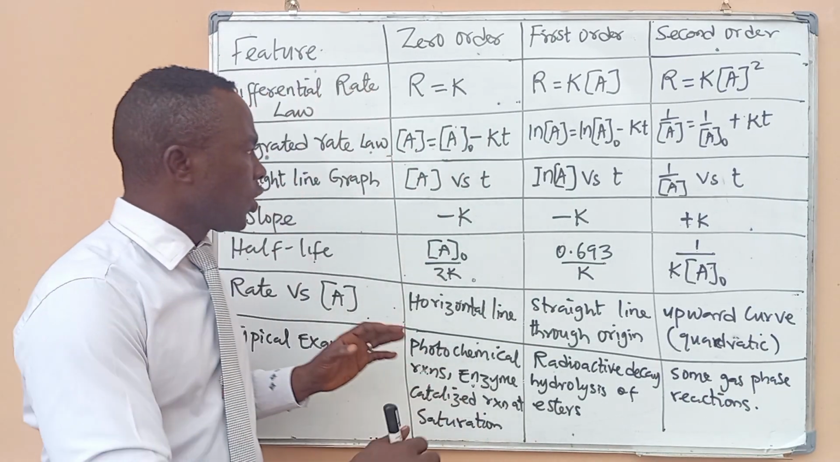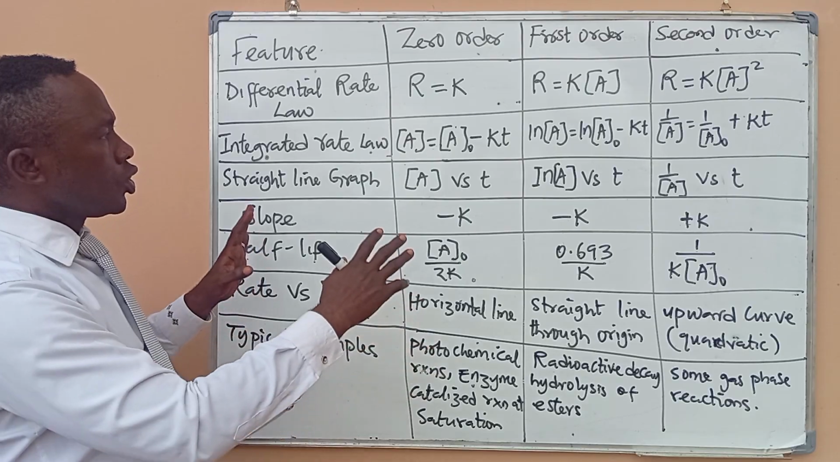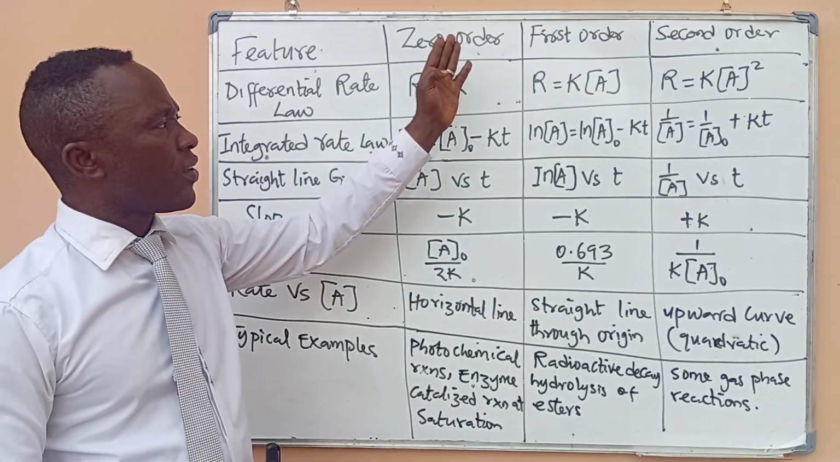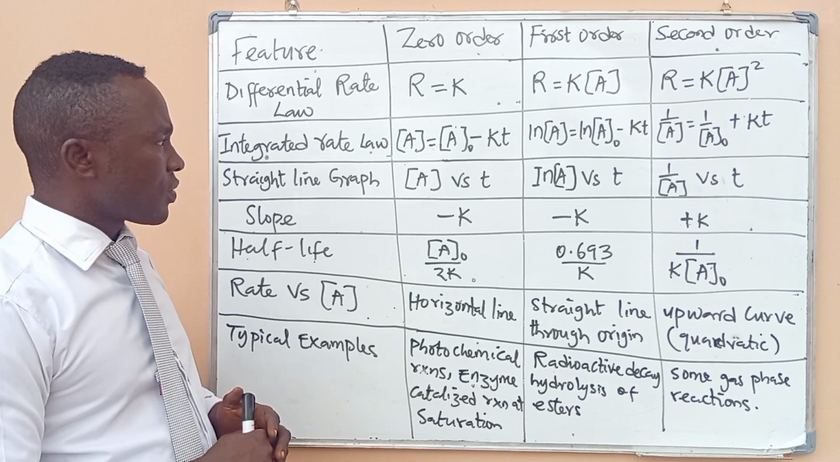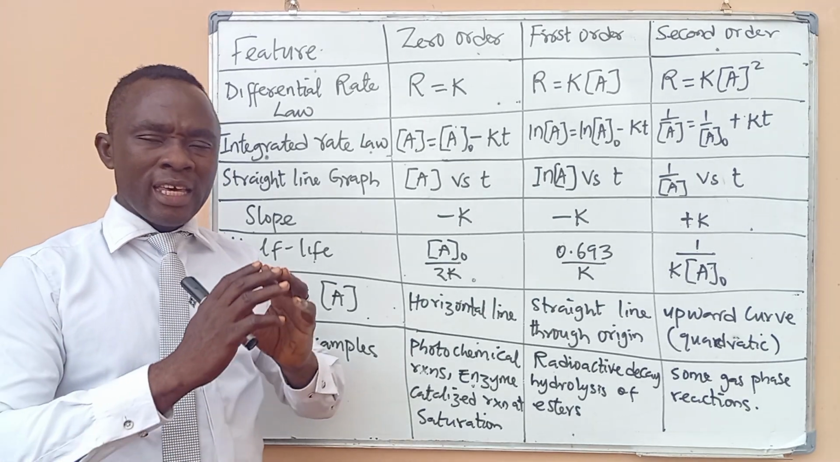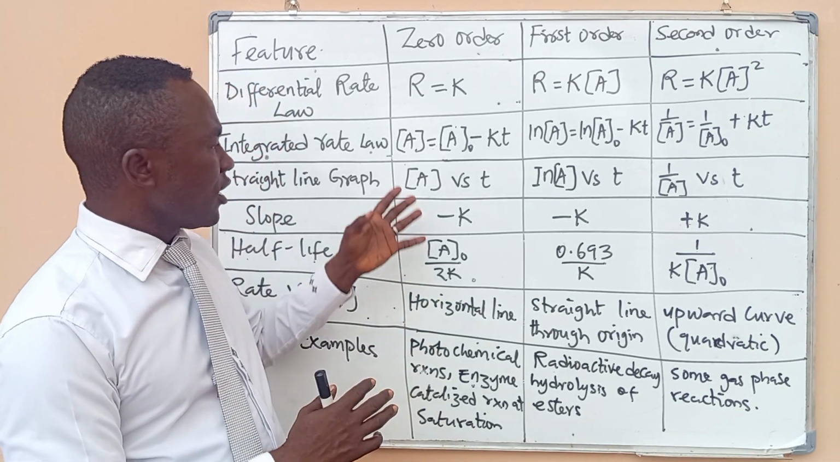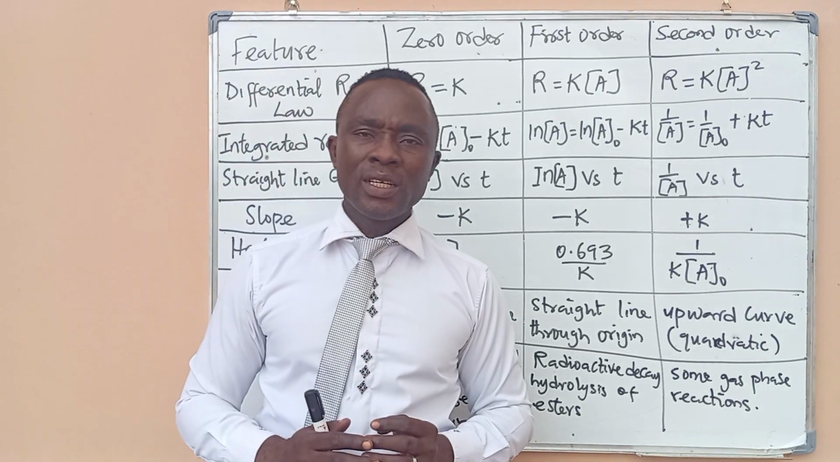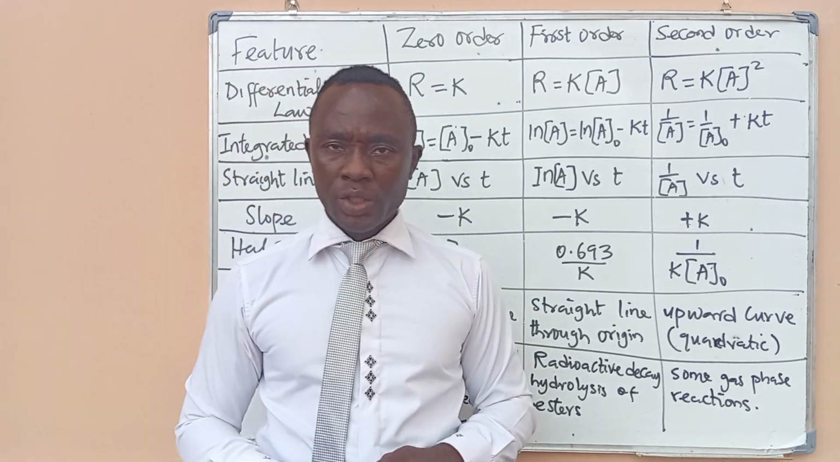Now if you follow this table very well, you will be able to use it to differentiate the zero order, first order, and second order reactions, as well as it will help you to remember each of these words, these equations, so that you can easily use them in calculations.